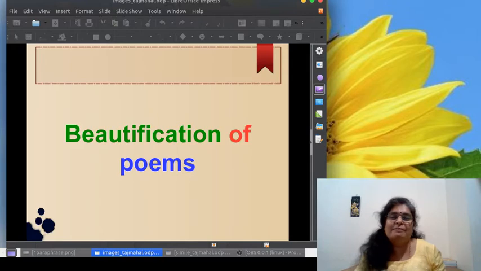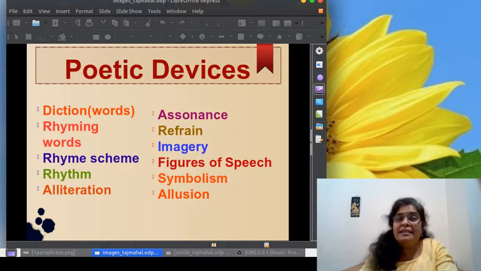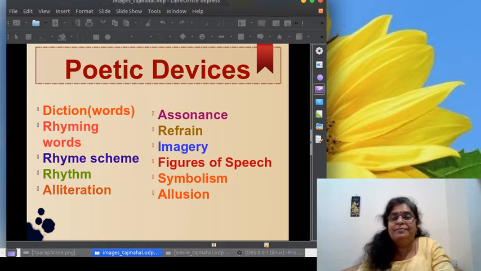Beautification of poems. They are poetic devices. What are the poetic devices? Don't you remember? Yes, read it one by one. First one, diction. That means words, use of words. Next, rhyming words, rhyme scheme. Rhythm. Alliteration. Assonance. Refrain. Imagery, figures of speech, symbolism, and allusion.